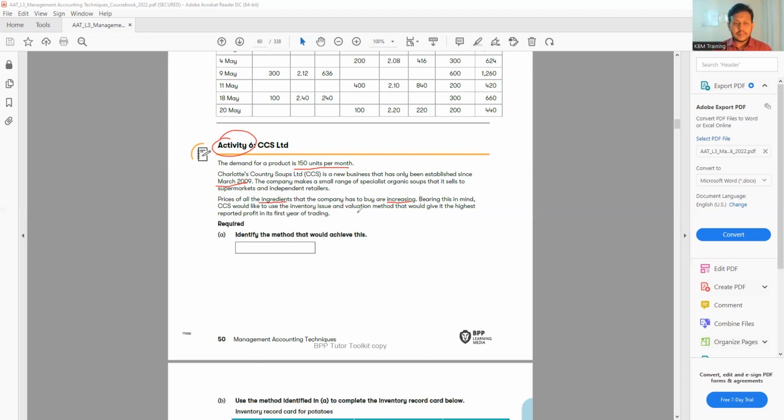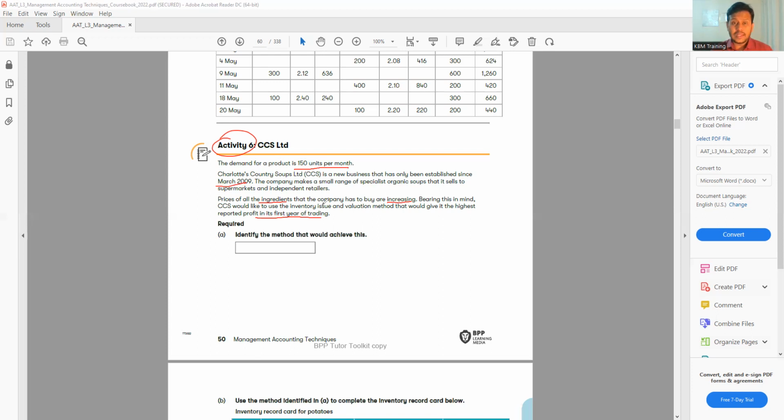Bearing this in mind, CCS would like to use the inventory issue and valuation method that would give it the highest reported profit in the first year of trading. So they like to use a method that will give them higher profit in the first year. They're looking for a method, FIFO or LIFO, whichever method will give them the higher profit in the first year. Let's try to understand what that means.